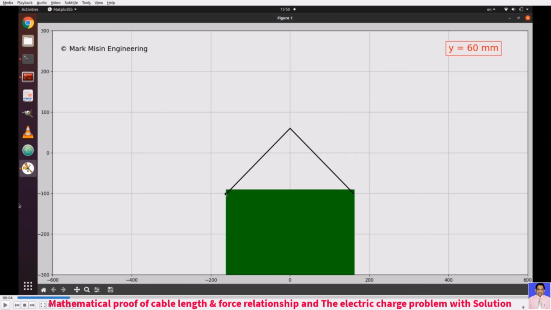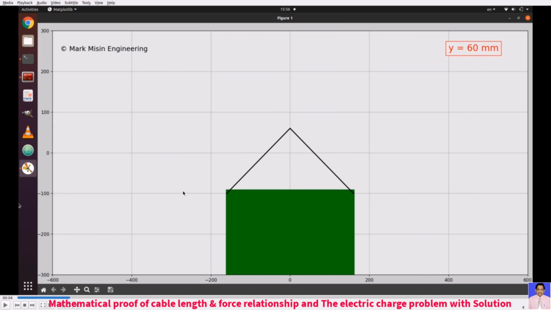And so here I have a Python animation for you just to show this concept. This is your block, and these are your two wires. And so here you see that y equals 60 millimeters. So that's the vertical distance, but it's measured from here. You can see that you have 0 here, so I'm measuring it from here.